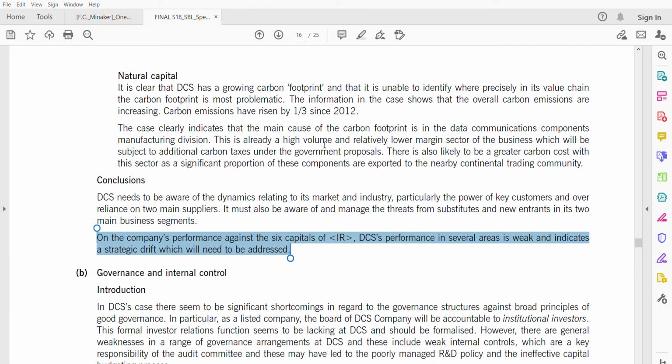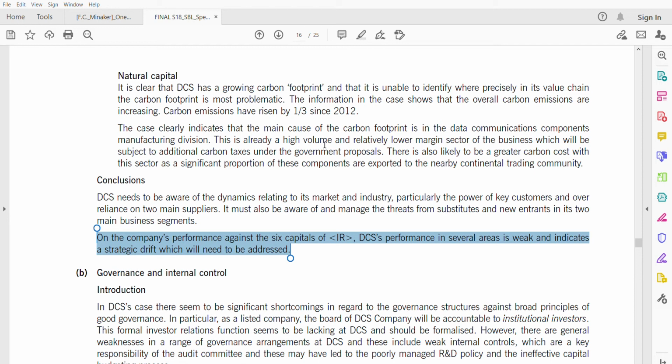Okay, so this year's performance in several areas is weak. You cannot say all the areas. Several areas are weak and indicate a strategic drift which will need to be addressed. So when you recommend someone, this is how you recommend. Adopt this tone, adopt this way of writing for your conclusion.